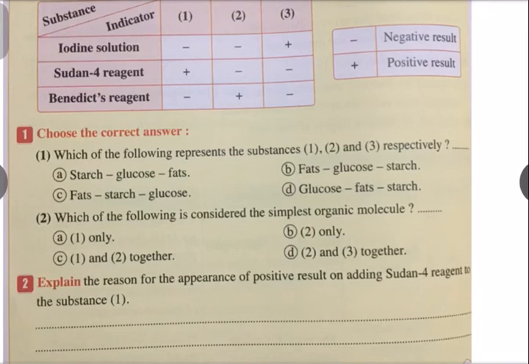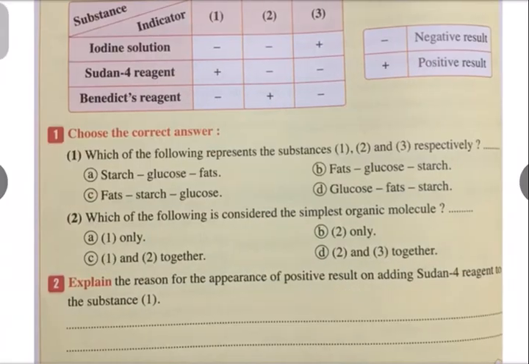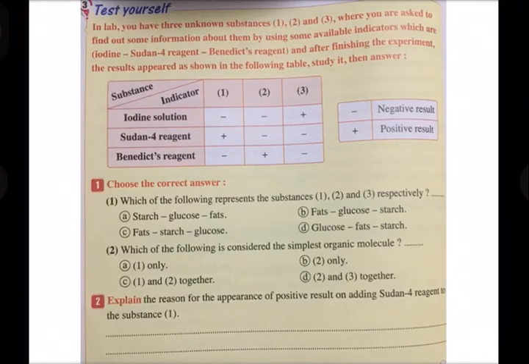Explain the reason for the appearance of positive result on adding Sudan 4 reagent to the substance number 1: because Sudan 4 reagent is soluble in fats، ولو قلنا soluble in lipids تمام مفيش مشكلة، soluble in fats which change its color into red. وكده خلاص خلصنا تقريبا test yourself questions for lipids. إن شاء الله تكونوا فهمتوا ومفيش حاجة تقف معاكم.